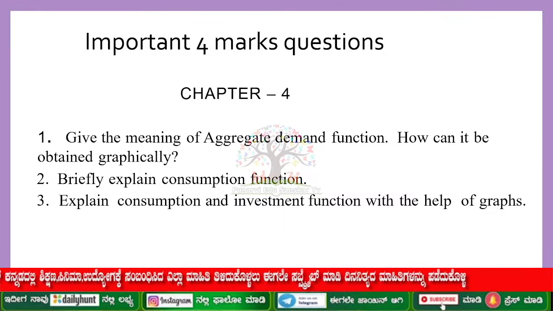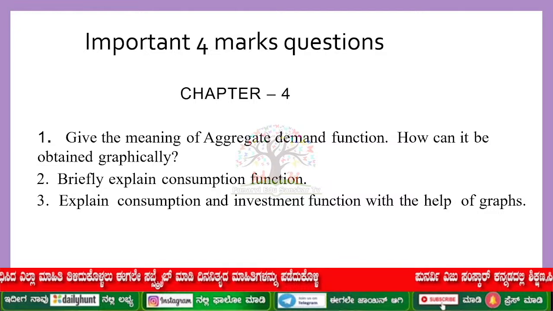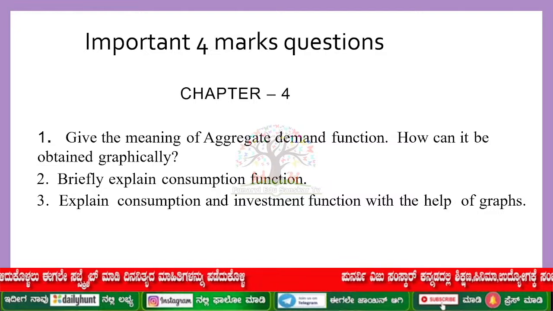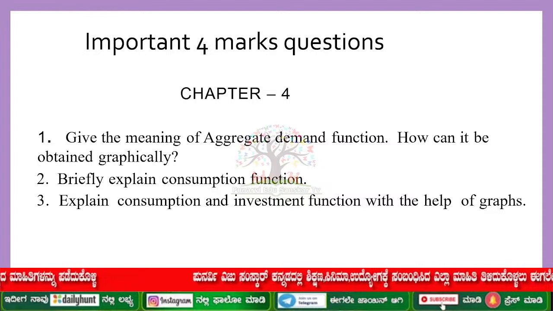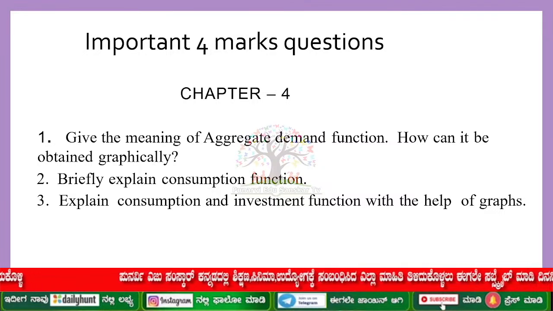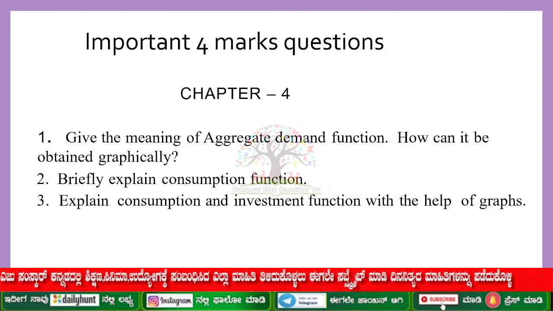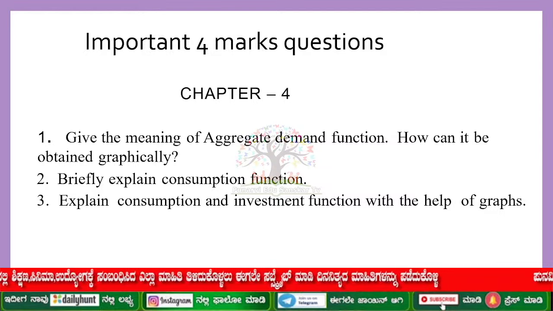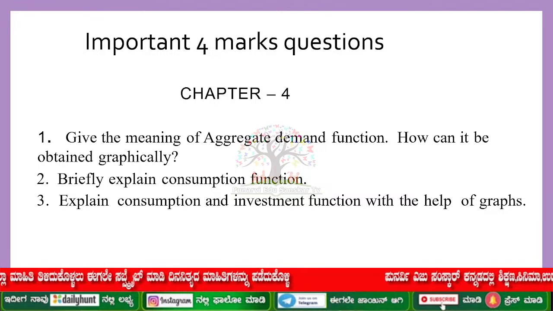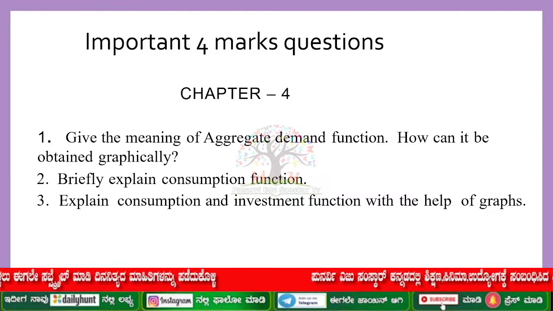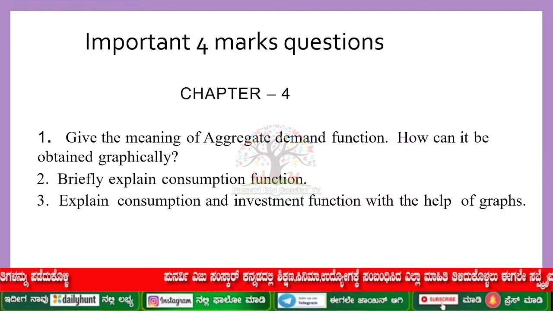Then 4th chapter, determination of income and output. From this chapter, you can expect one 4-mark question. There are 3 important questions: give the meaning of aggregate demand function, and how can it be obtained graphically; explain consumption function; then explain consumption and investment function with the help of a graph. So from this chapter, you can expect one question.